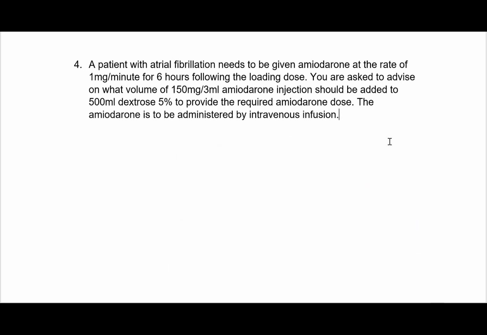So question number 4: a patient with atrial fibrillation needs to be given Amiodarone at the rate of 1 milligram per minute for 6 hours. So we have been given an infusion rate and the time of the infusion for the loading dose. You're asked to advise on what volume of amiodarone injection should be added to 500 ml of dextrose 5% to provide the required amiodarone dose. The amiodarone is to be administered by IV infusion.